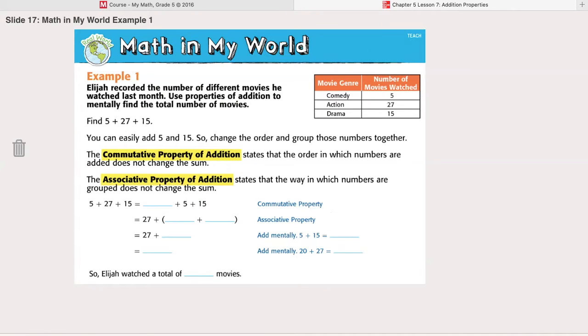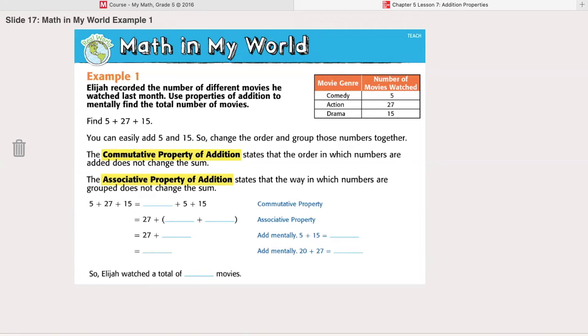Example 1. Elijah recorded the number of different movies he watched last month. Use properties of addition to mentally find the total number of movies. Find 5 plus 27 plus 15. You can easily add 5 and 15, so change the order and group these numbers together. The commutative property of addition states that the order in which the numbers are added does not change the sum. The associative property of addition states that the way in which numbers are grouped does not change the sum.